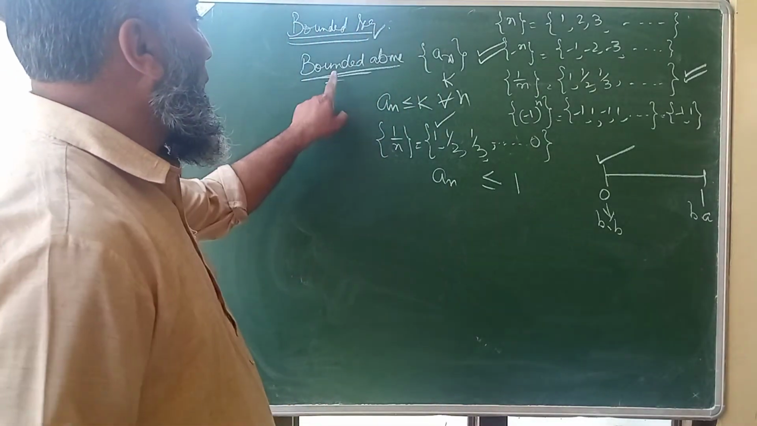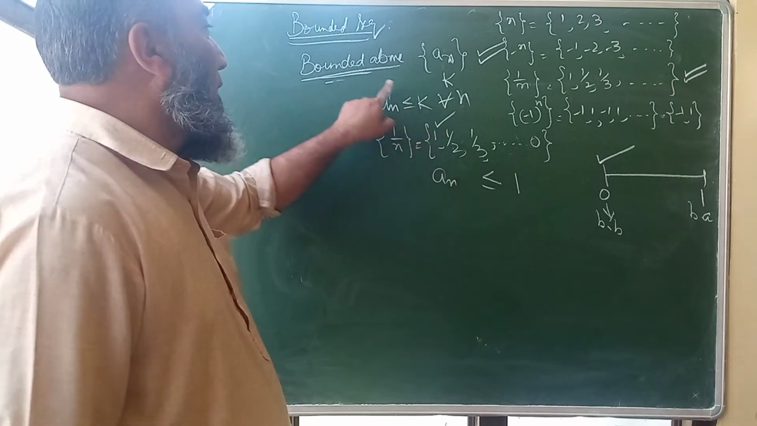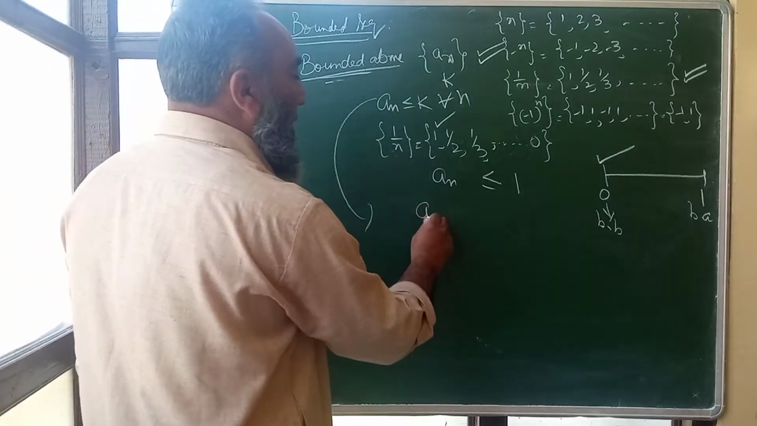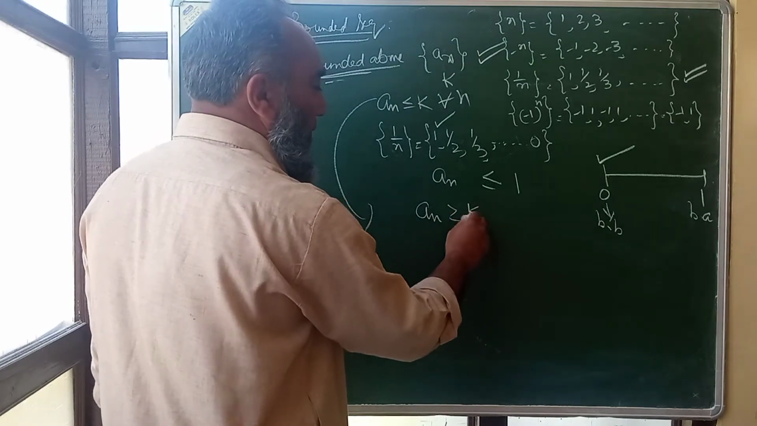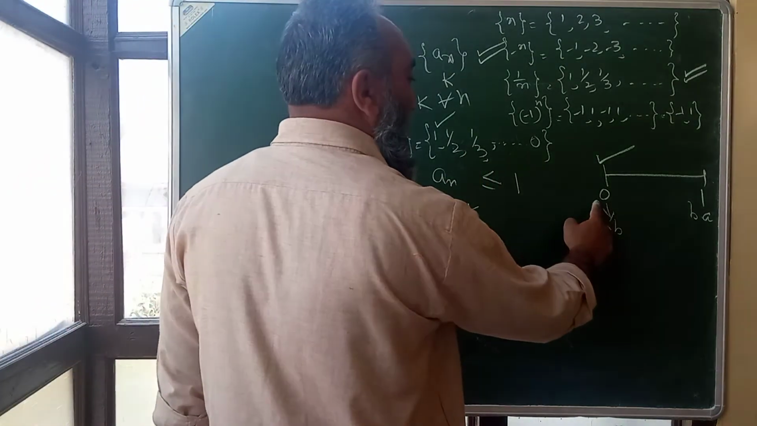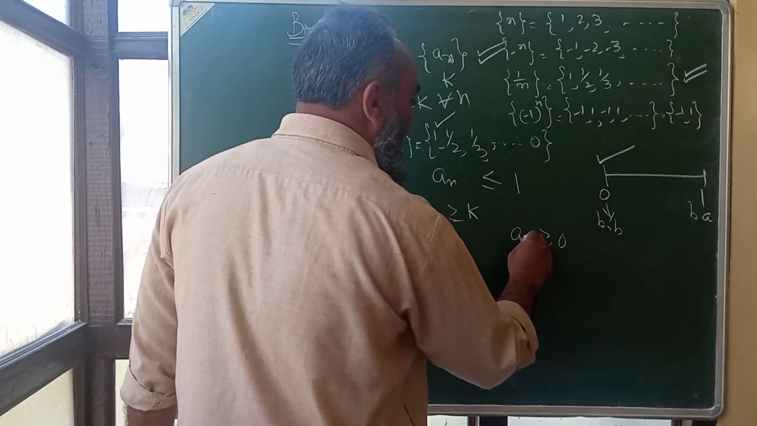So what is bounded above? We can find a real number k such that an is less or equal to k. And what is bounded below? I can find a real number k such that an is greater or equal to k for all n. See, I have taken 0. So each an is greater or equal to 0.